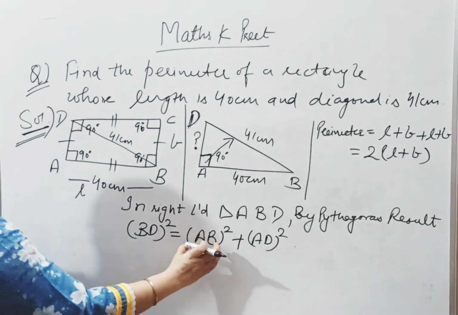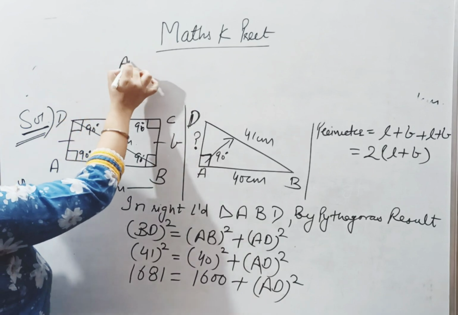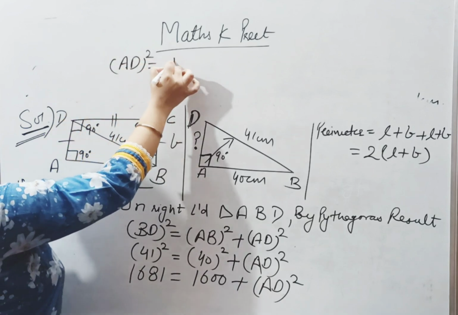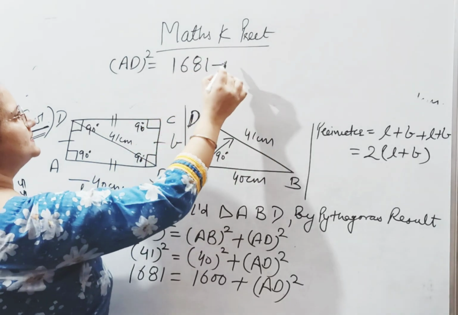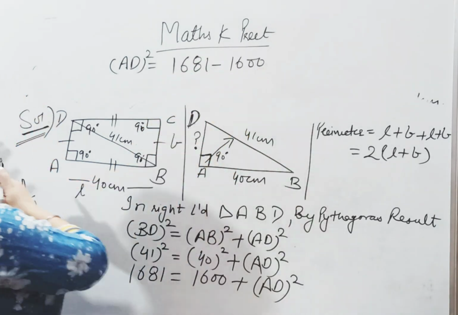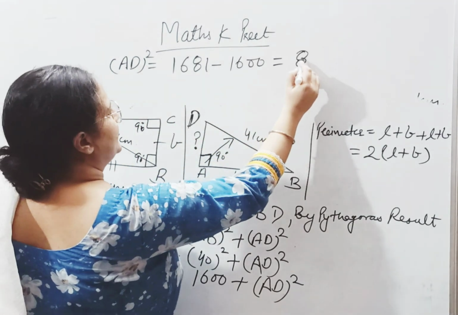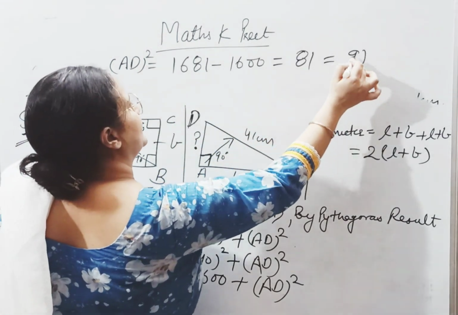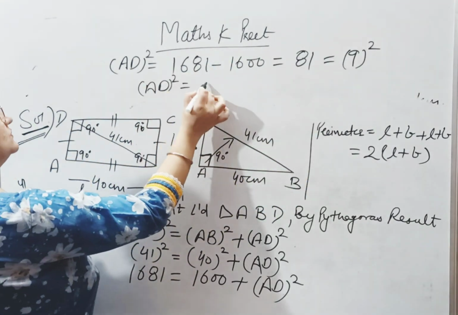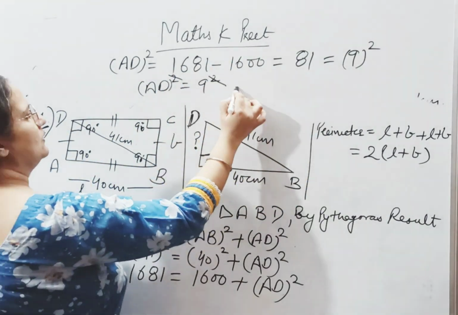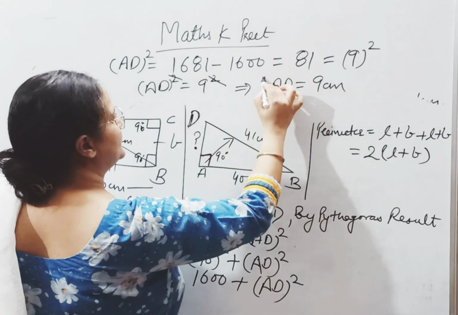So the sum of square of other two sides. Now I am writing here. I can write this AD square is equals to, I'll take this 1600 to the other side, to the side of 1681. So it will become negative 1600. So this is equals to 81, which is further square of 9. AD square is equals to 9 square. We can cancel these squares out and we are left with AD is equals to 9 centimeter.